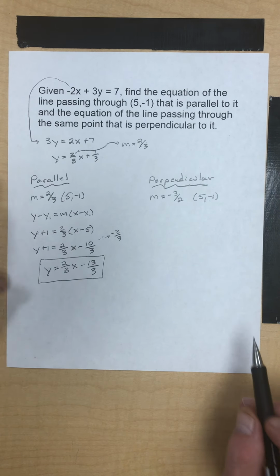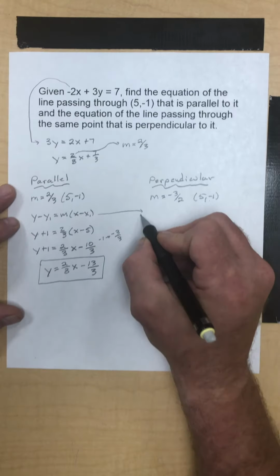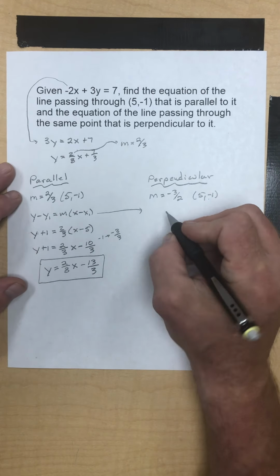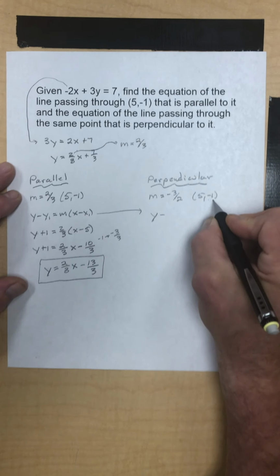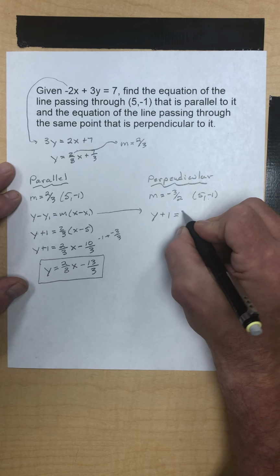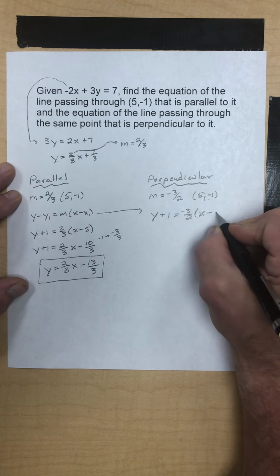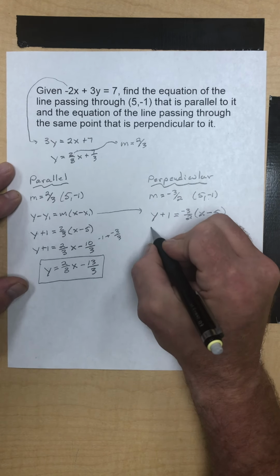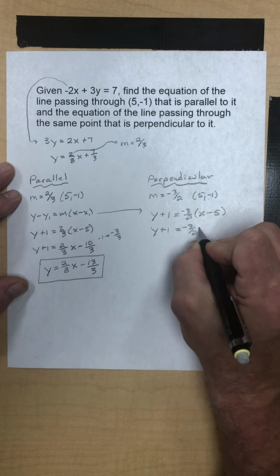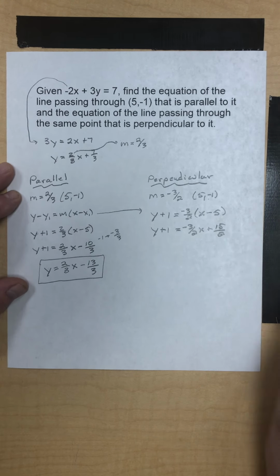So I have my equation that is parallel to this and goes through this point. Now perpendicular. Once again, I don't have a y-intercept, so I can't use y equals mx plus b. So we'll use our same formula. y minus y sub 1, so it'll be y minus negative 1, that's y plus 1, equals the slope, negative 3 halves, times the quantity of x minus x sub 1, which is 5. So we have y plus 1 equals negative 3 halves x plus 15 halves.